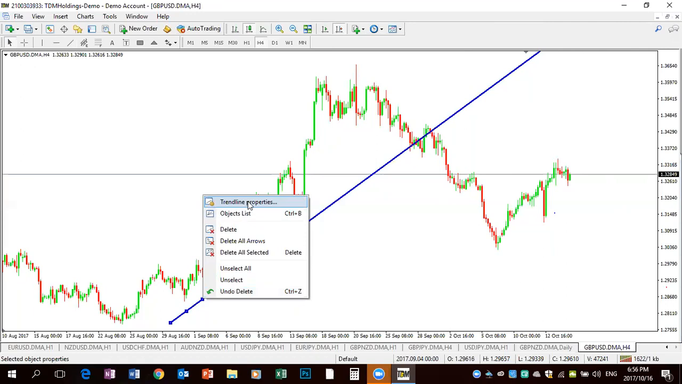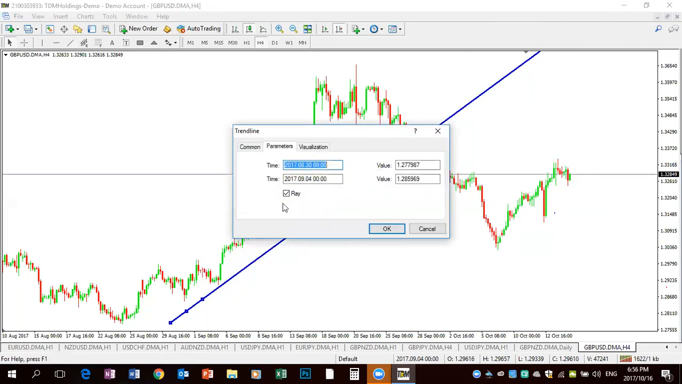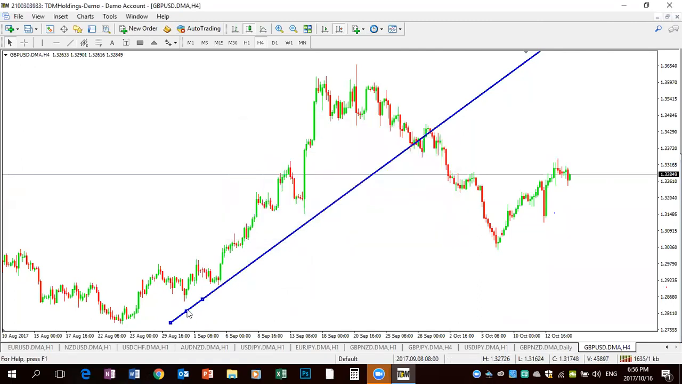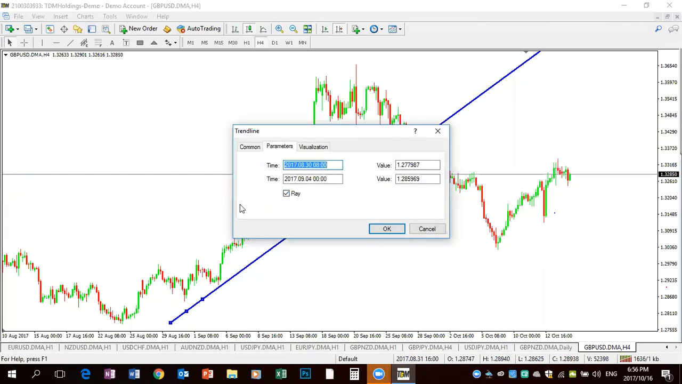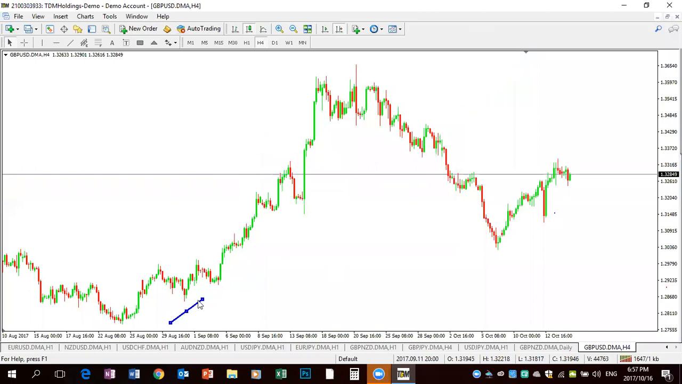Now if you go to your trend line properties, you'll find under the category parameters, ray. Please untick ray. Let me repeat again. You'll right click and say trend line properties, and when you get there, go under the category parameters and please untick ray. Now I am unticking ray. I am taking off ray. Now then say okay. Now, can you see my trend line?